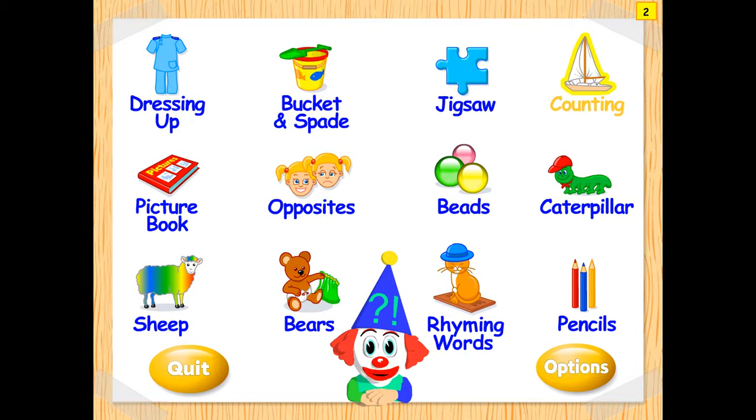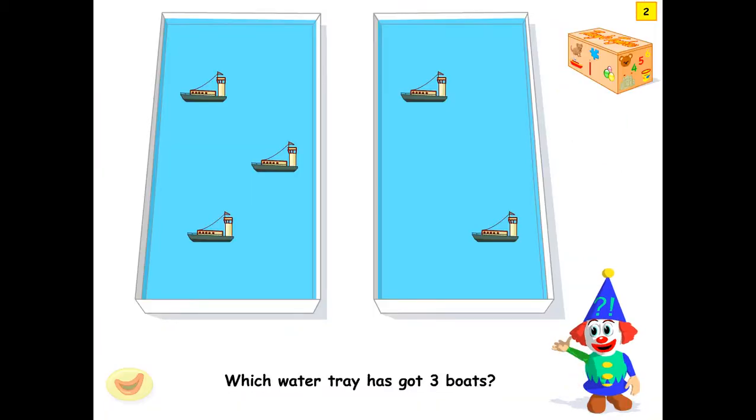It is used for PG, nursery, KG, and class 1 and 2. Which water tray has got 3 boats? 1, 2, 3. This tray has got 3 boats. We will click on it.